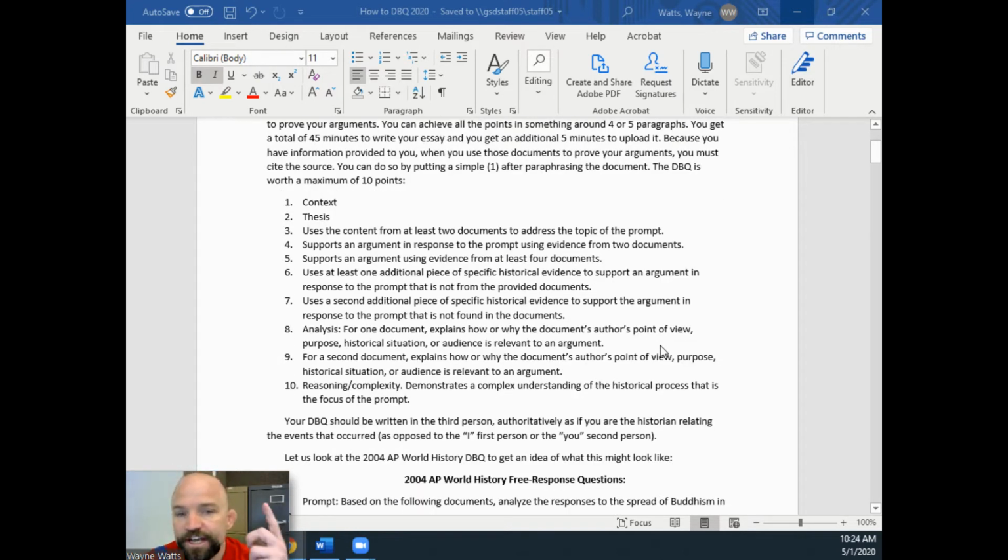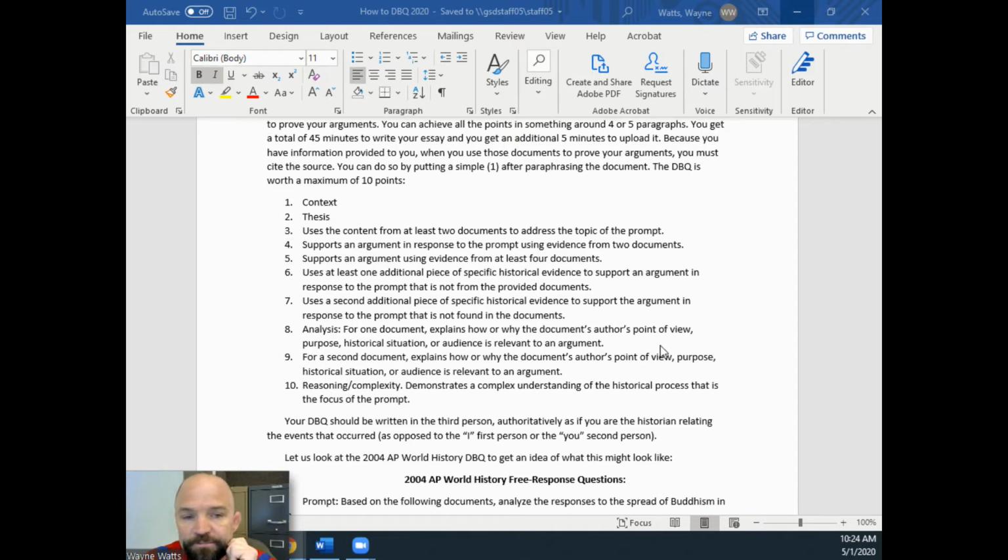1 point for context, 1 point for thesis, 1 point for using the content from at least 2 documents to address the topic of the prompt, another point for actually making an argument that uses evidence from at least 2 documents to prove your thesis, and of course, supporting an argument using evidence from at least 4 documents out of the 5 is going to be your next evidence piece. There's 2 more points for using outside historical evidence that's not given in the documents to support an argument in response to the prompt.